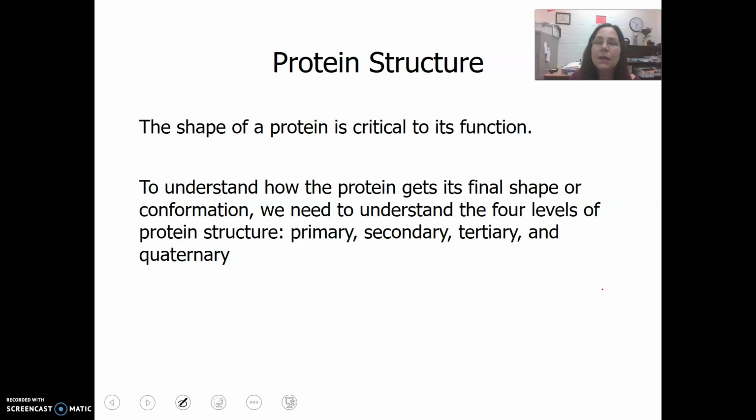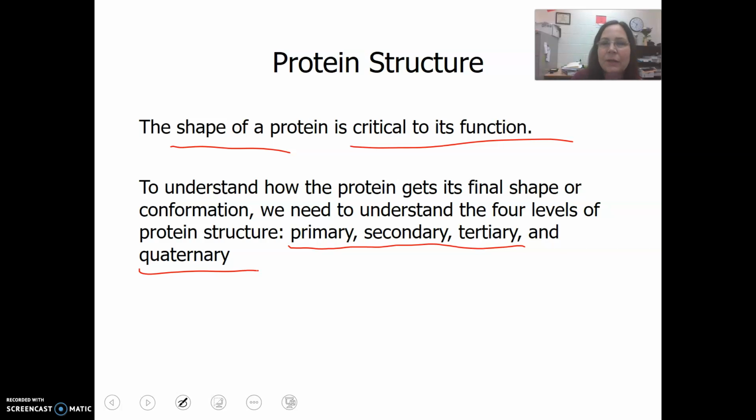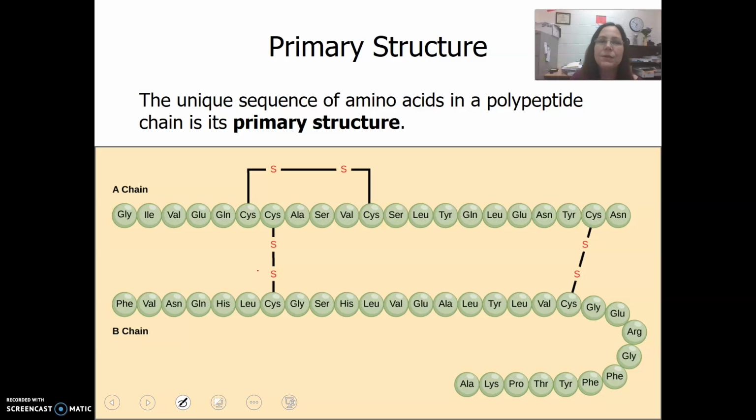We also need to talk about protein structure because the shape is critical to its function. There are 4 levels of protein structure. Some proteins only go up to the 3rd level, but some actually have a 4th level. The levels of protein structure are primary, secondary, tertiary, and quaternary. The primary structure is simply the sequence of amino acids.